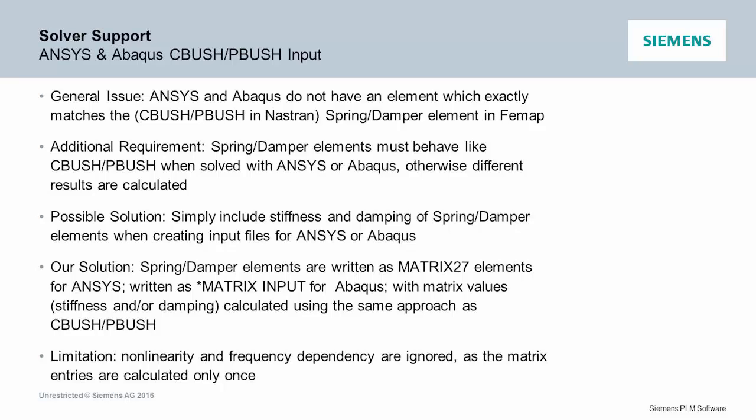He said, the CBush element's really important to a lot of our customers for modeling fasteners and all types of things. ANSYS doesn't have one, but he looked at the formulation for the CBush and realized he can write it out as a matrix 27 to ANSYS. So now you can take your Nastran model and run it in ANSYS and get the exact same answers if it's got CBushes in it.